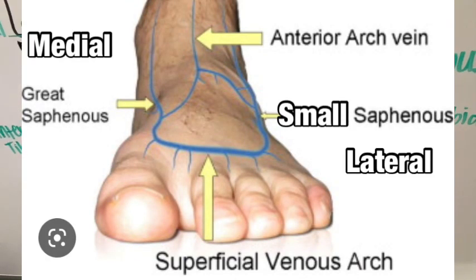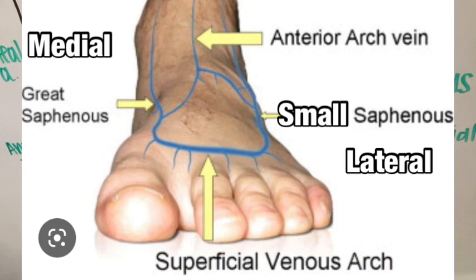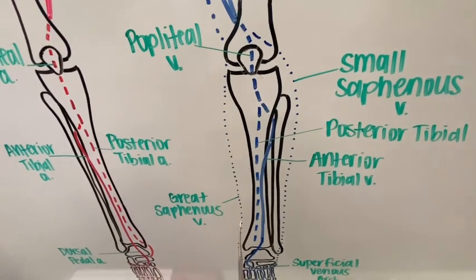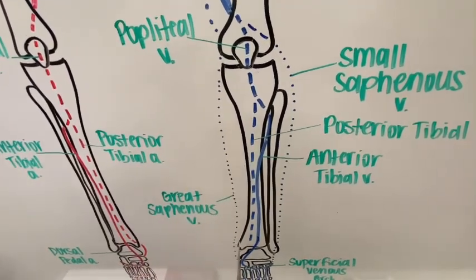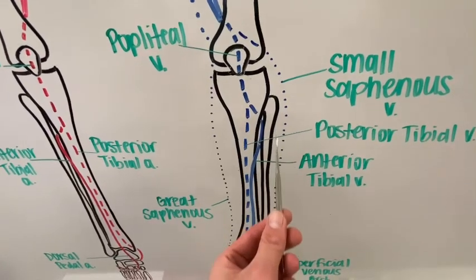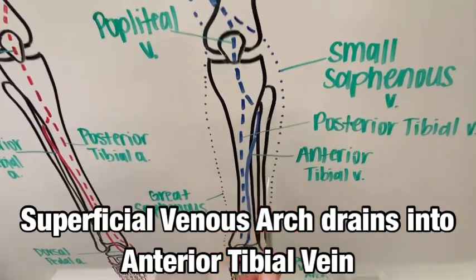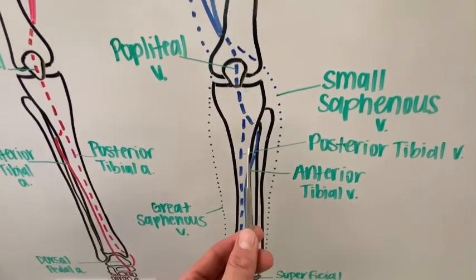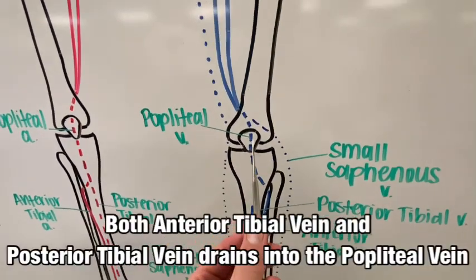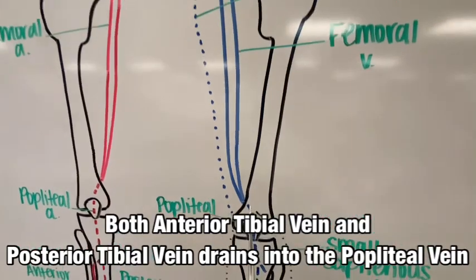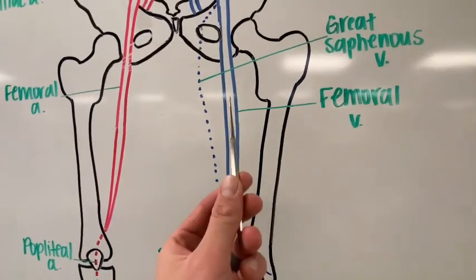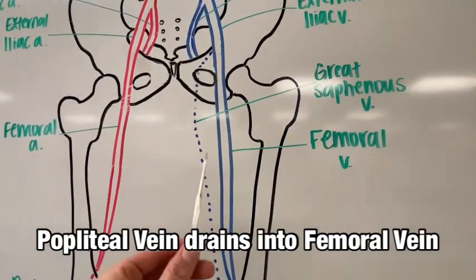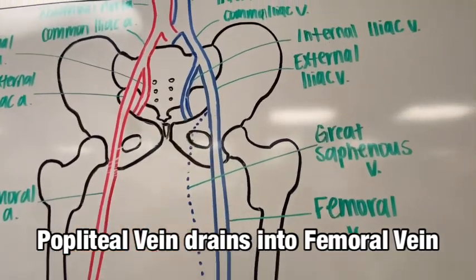Now the great saphenous is always medial. So whether you're in an anterior or posterior view, it's always going to be medial. Small saphenous is more lateral. See the fibula right here. You've got anterior tibial, posterior tibial, just different views of it, as it gets to the popliteal vein. And then the femoral vein coming up, with the great saphenous draining into that.